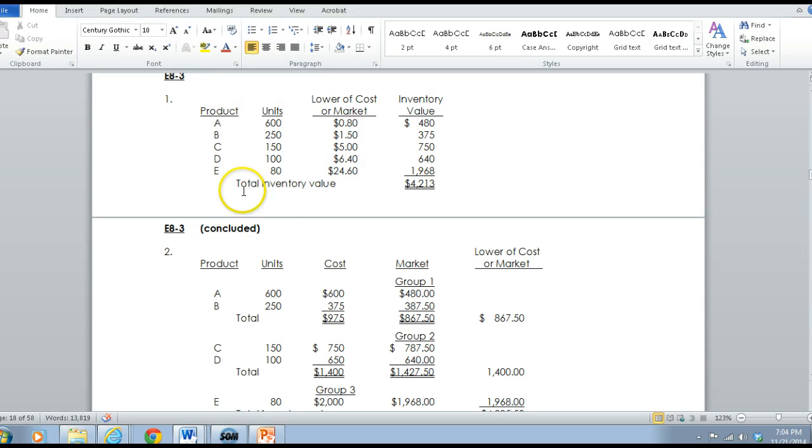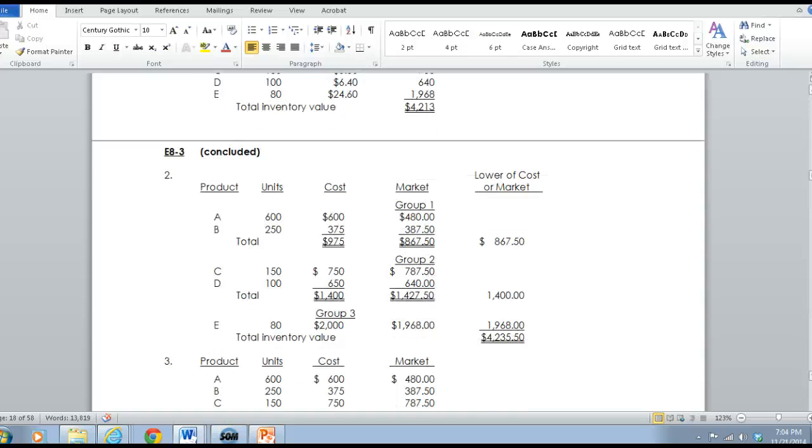And then finally with E, we're also going to have to take the market price because it's lower than the cost. So our total inventory value using each individual product is 4213.